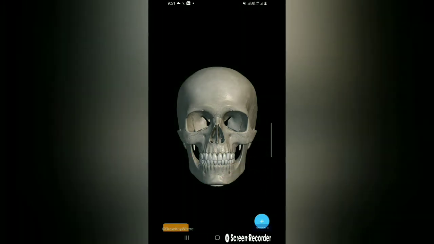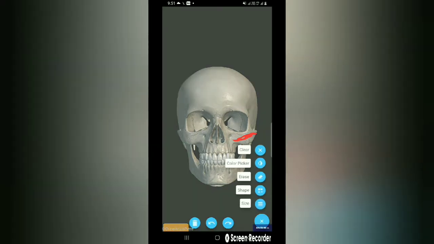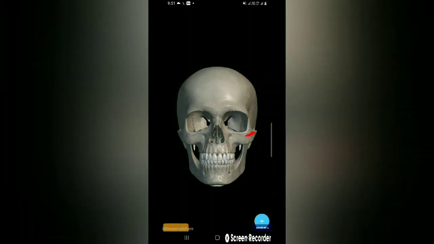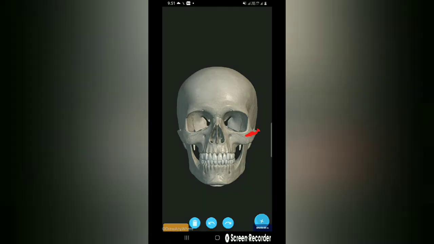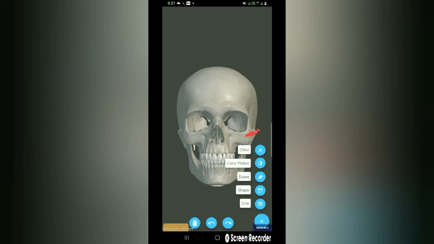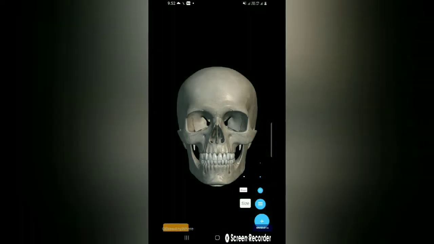Now coming to the zygomatic bone. This one is the zygomatic bone. So the zygomatic bone forms the bony prominence of the superolateral part of the cheek. See, this one is the lateral part of the cheek, and this one is superior. So it forms the superolateral part of the cheek.